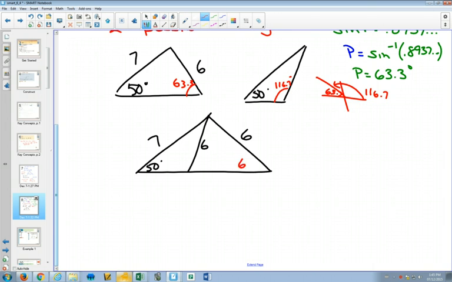When you figure out this one is 63.3, what kind of triangle is this one right here that it's not part of either of those two triangles, but do you see we have an isosceles triangle here? So if this is 63.3, this is 63.3. Because the two sides are the same, so the two angles have to be the same.